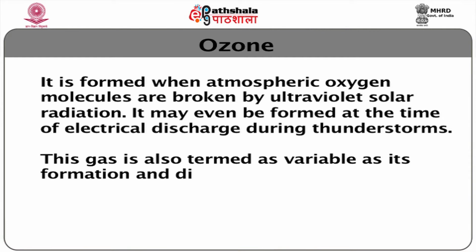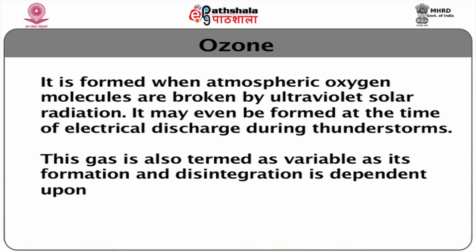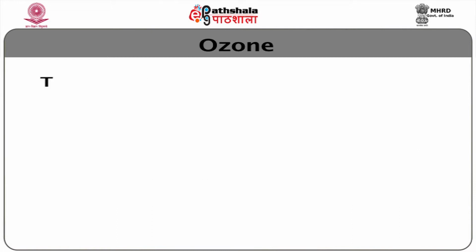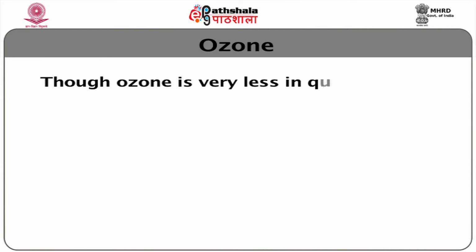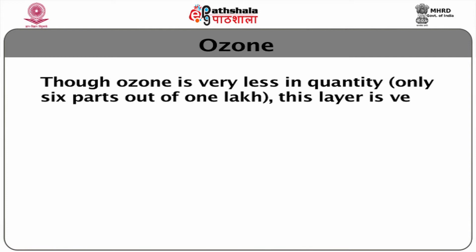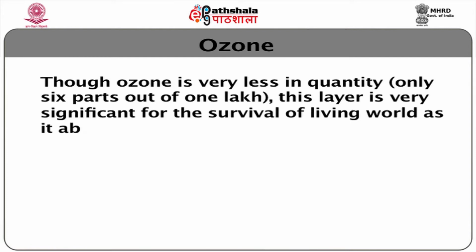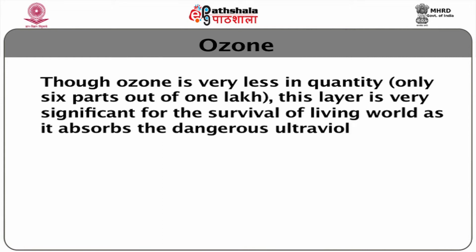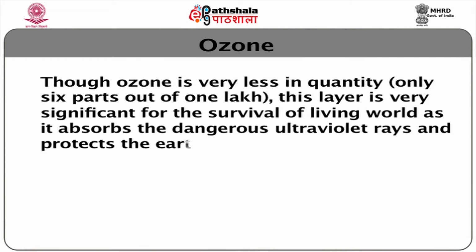This gas is also termed as variable, as its formation and disintegration is dependent upon numerous activities. Though ozone is very less in quantity, only 6 parts out of 1 lakh, this layer is very significant for the survival of the living world, as it absorbs the dangerous ultraviolet rays and protects the earth.